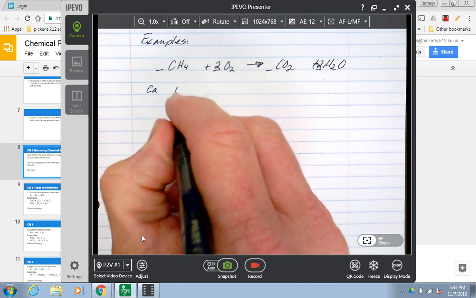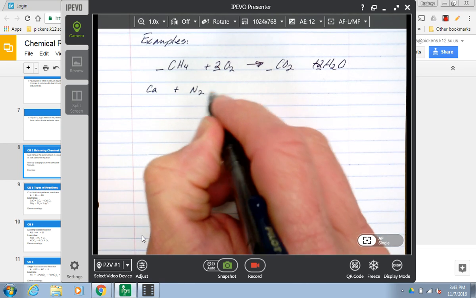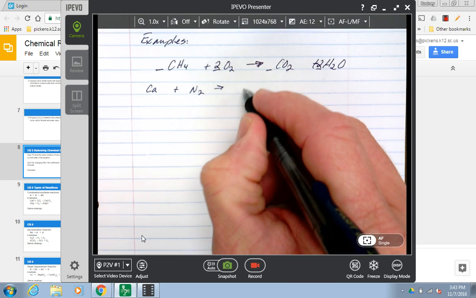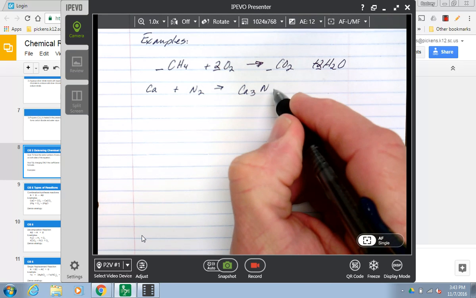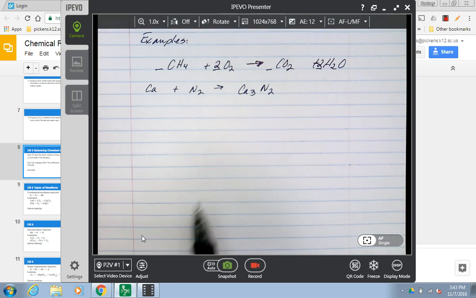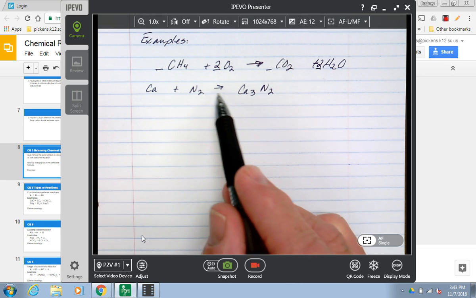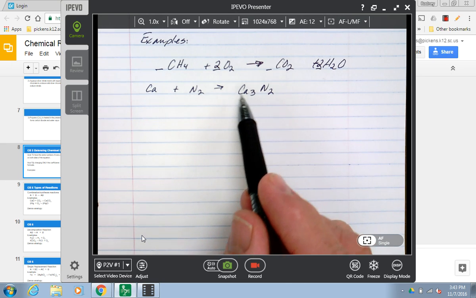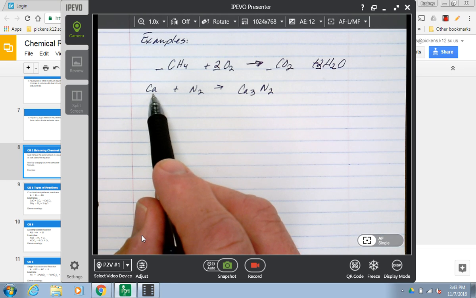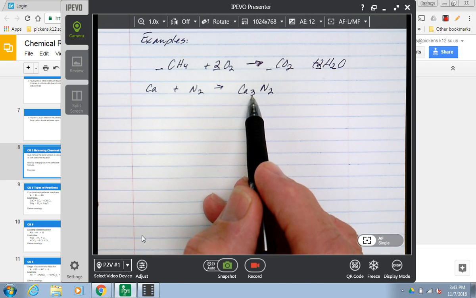Let's say we have calcium plus nitrogen gas, which is N2, and it's going to yield Ca3N2. Now remember, these subscripts are placed there because this is a brand new formula, so that your charge is balanced and the compound's net charge is 0. It doesn't have anything to do with the subscripts over here. All right, so we're going to count those up. On the left side, we have 1 calcium. On the right side, we have 3.